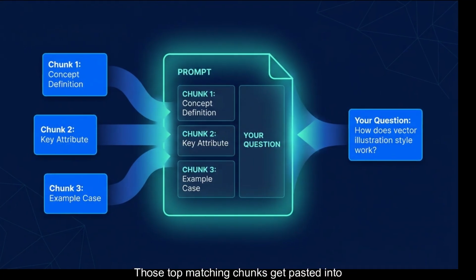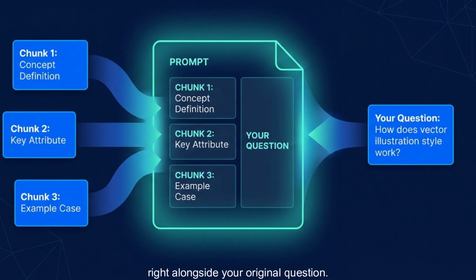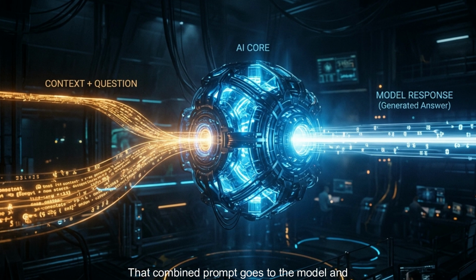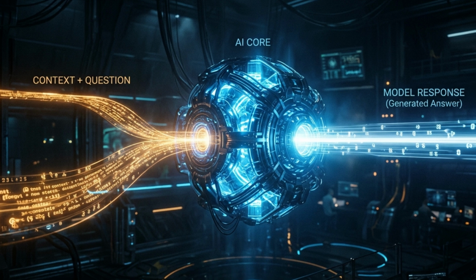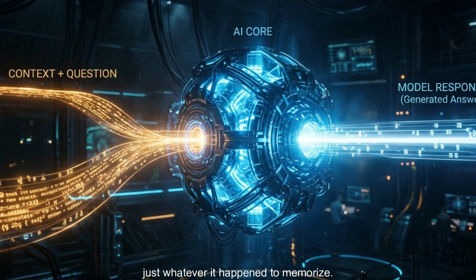Those top matching chunks get pasted into the prompt as context, right alongside your original question. That combined prompt goes to the model and it writes its answer, using the facts you just handed it, not just whatever it happened to memorize.